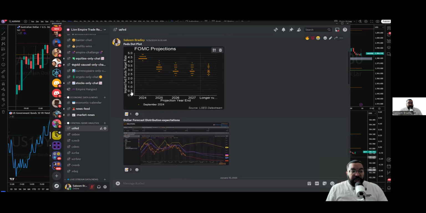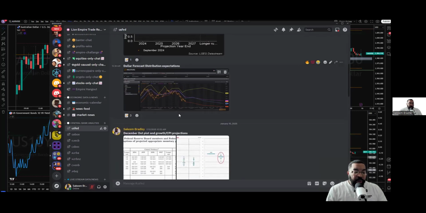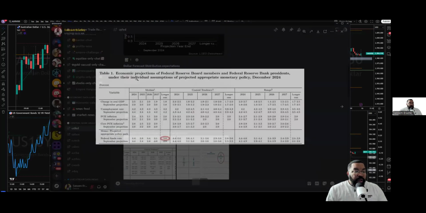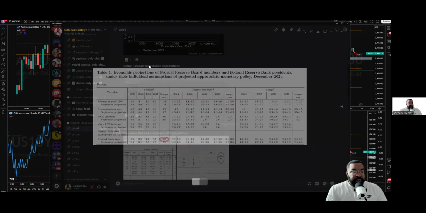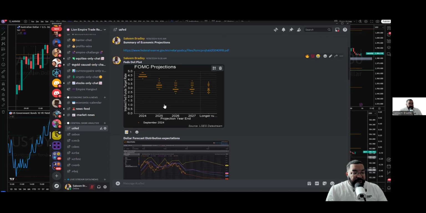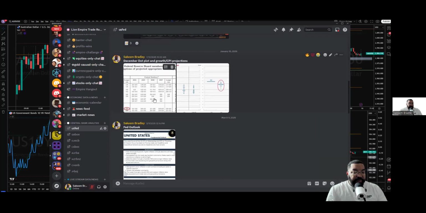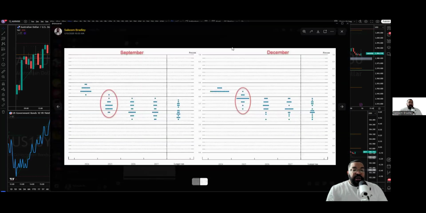And the previous dot plot, not the one that we had from, I can't remember, I think it was November. I can't really remember the actual date of the previous dot plot. Yeah, here it is. All right. So the dot plot that we had, I want to talk about September.